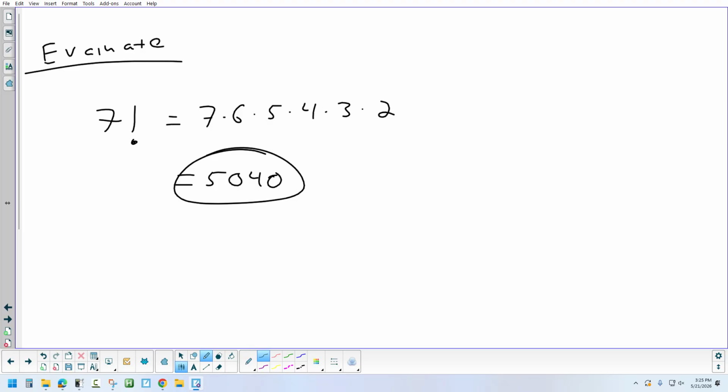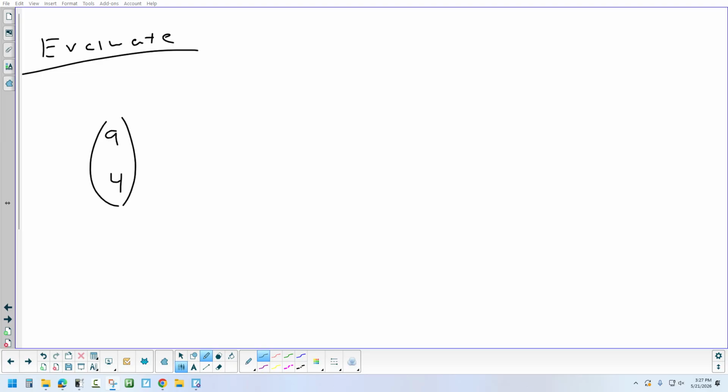So factorials are going to grow pretty fast, so we're going to have to reduce them when we do combinations. But for that, that's all you have to do. All right, so the next one we're going to look at is evaluating a combination. So remember, this would be giving us, in the 9th row of Pascal's triangle, the fourth column over. So we'll be calculating that number.